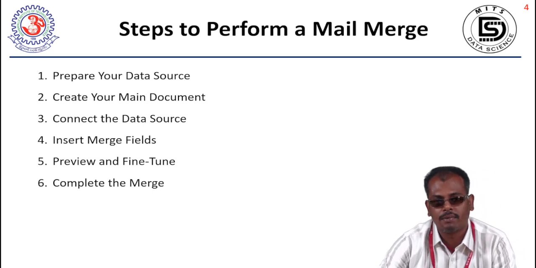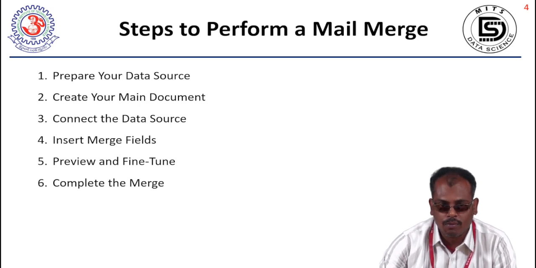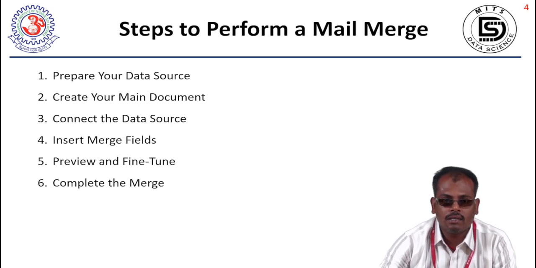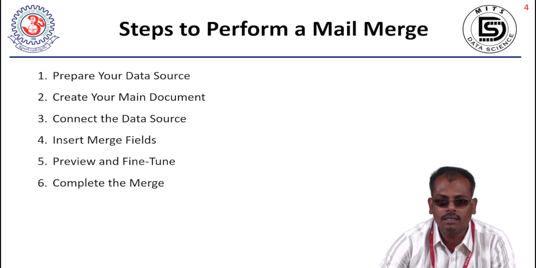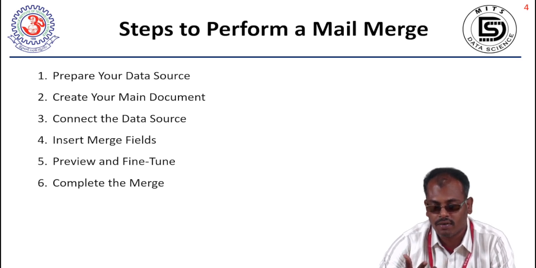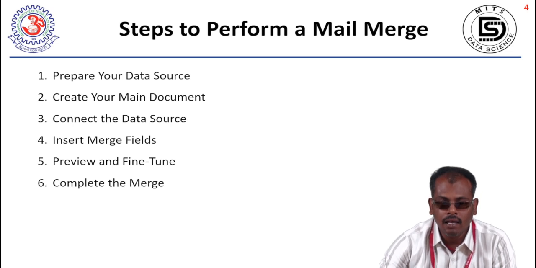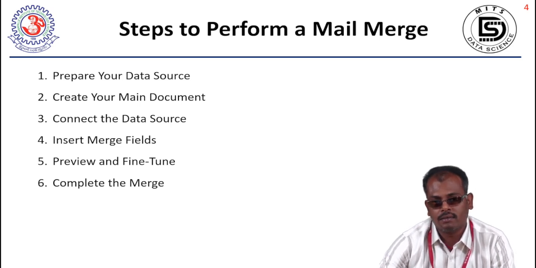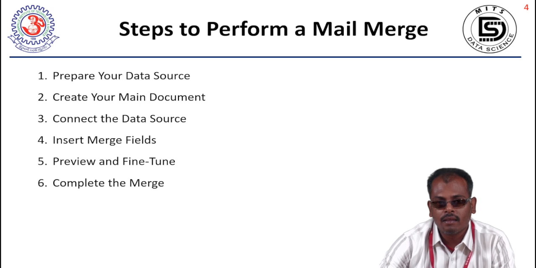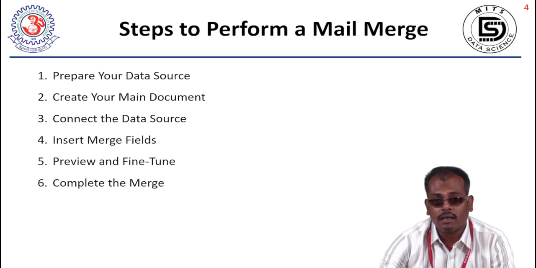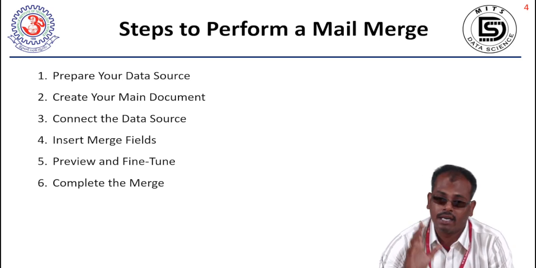So, first of all, prepare your data source, that is, the list of recipients whom you are about to send to. Second, the main document, that is the raw content. You have to prepare it and make it ready. Next is connect the data source. The data source which we prepared in the very first step is to be linked to this document. That we will see practically. Next, after the connection, the merge fields. Here is exactly where you need to understand. The merge fields are the recipients, however many recipients you are going to send to. That field is to be inserted from the data source which we have connected.